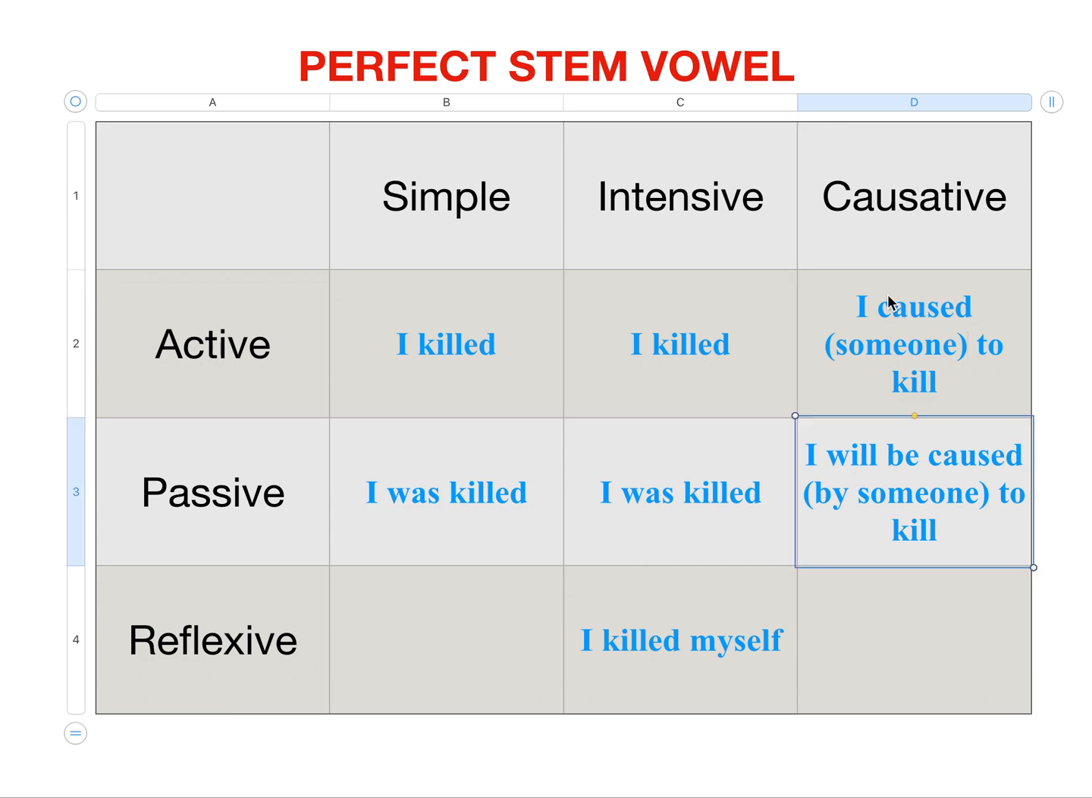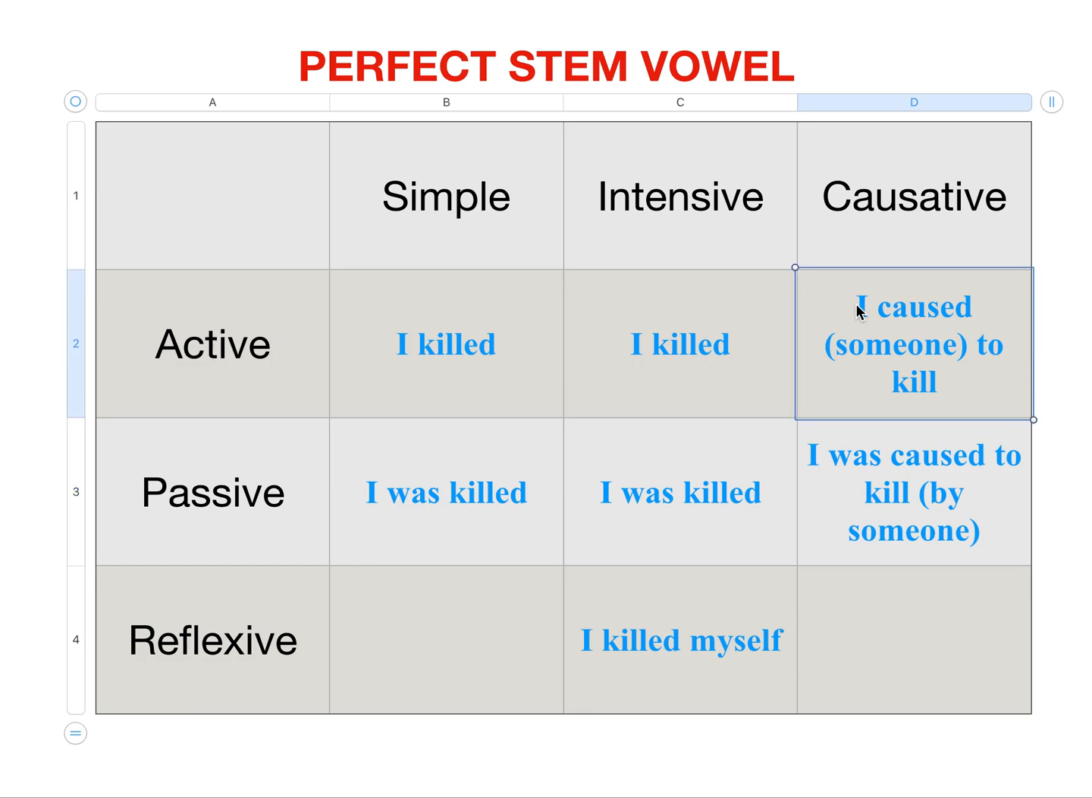And for the passive, you have the same sentence, but in the passive form. So it would be, I was caused to kill. Again, by someone. Someone else did it. So here, I did the causing, active, hifil. Passive is, I was caused. Someone else did it to me, right? Someone else made me kill. I made someone kill in hifil. Hofal would be, I was made to kill. Someone made me.